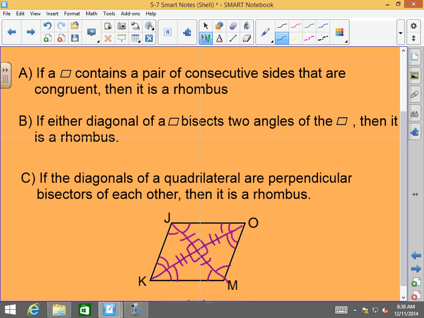So again, if a parallelogram contains a pair of consecutive sides that are congruent, it's a rhombus. If either diagonal of a parallelogram bisects two angles of the parallelogram, then it is a rhombus. And if the diagonals of a quadrilateral are perpendicular bisectors of each other, then it is a rhombus. Does that make sense, gentlemen? All right.